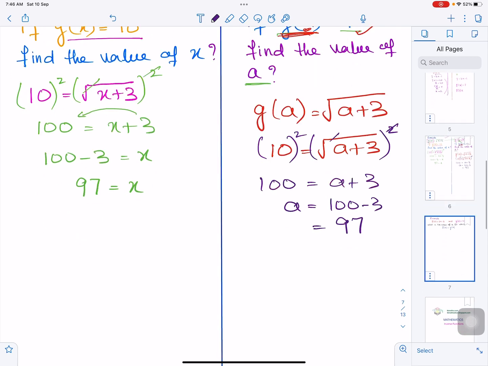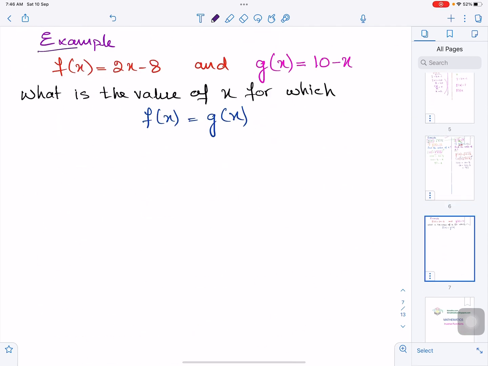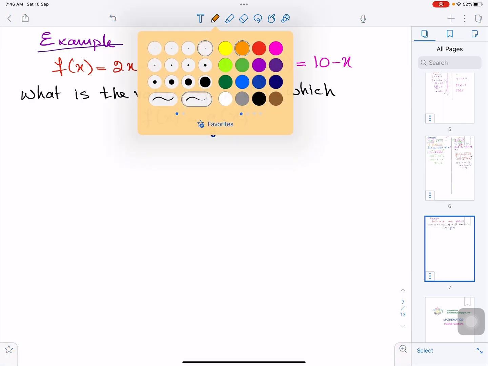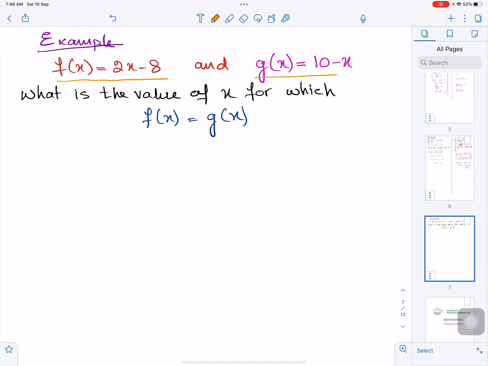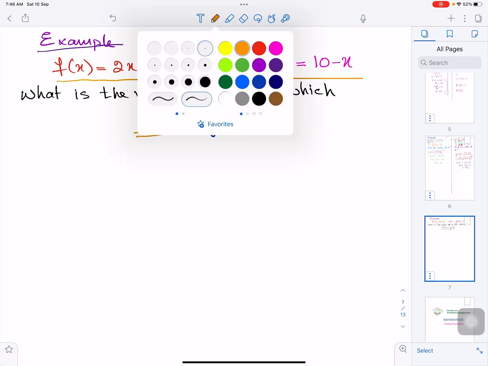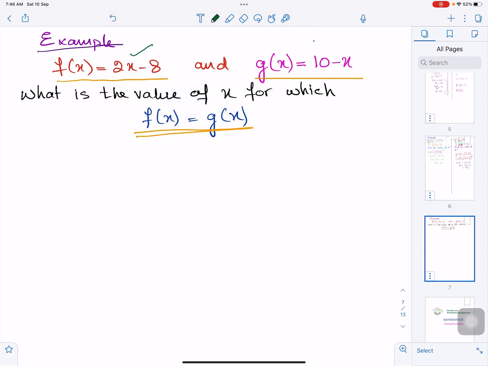Now last example, and then this topic will end. Now in this case, suppose two functions are given to you, f of x and g of x. And what is the question saying? The question says find the value of x for which functions are equal to each other. This simply means you will put this function and this function equal to each other and solve like an equation. Because g of x is what? 10 minus x. So instead of f of x, I'm writing 2x minus 8. Instead of g of x, I'm writing 10 minus x.